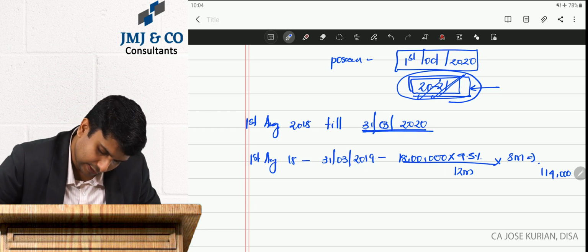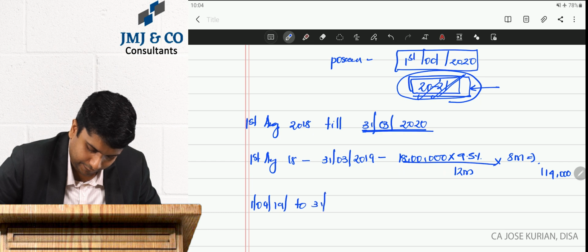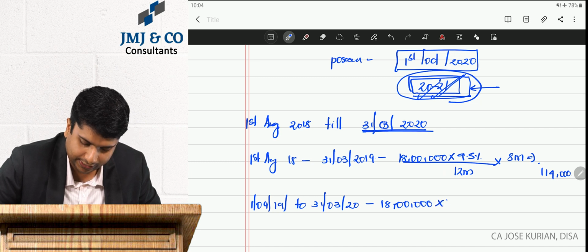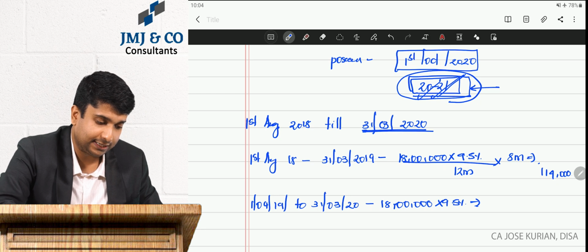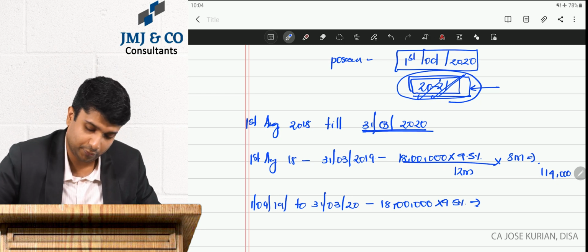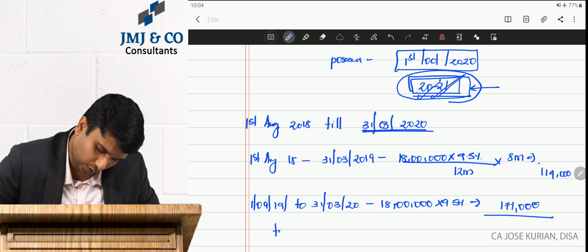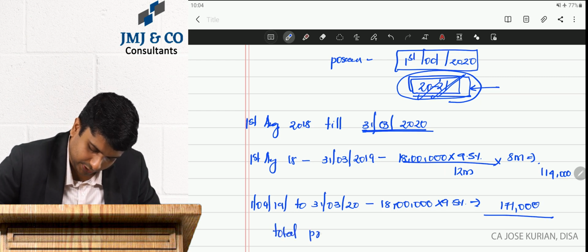And again for 1st April 2019 to 31st March 2020, full year interest is there because he hasn't repaid anything back. Into 9.5%, full interest will come. So 18 lakh into 9.5% would be 1,71,000 as well. So what is the total pre-acquisition interest?